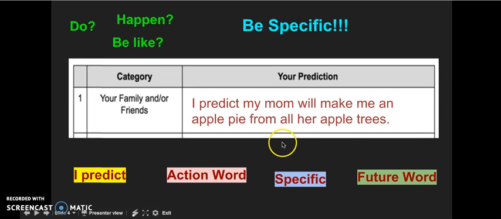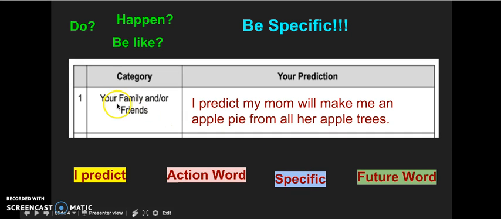So let's look at my example. I chose my mom and I wrote, I predict my mom will make me an apple pie from all her apple trees. I have I predict, I'll highlight that in yellow. I have the category, so my mom. I have the word will, that's my future word. Make, that's my action word. And something specific. What is she going to do? She's going to make me an apple pie from all her apple trees. I'll highlight that in blue.